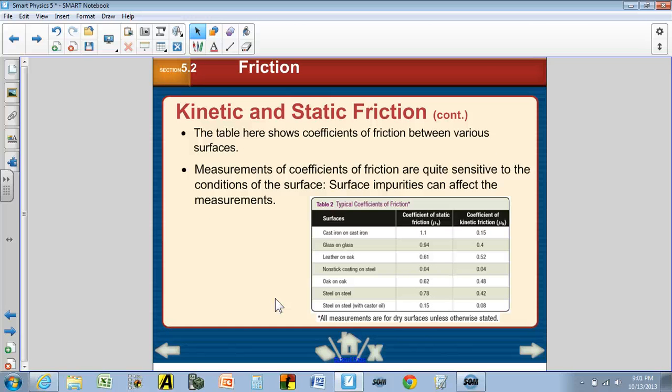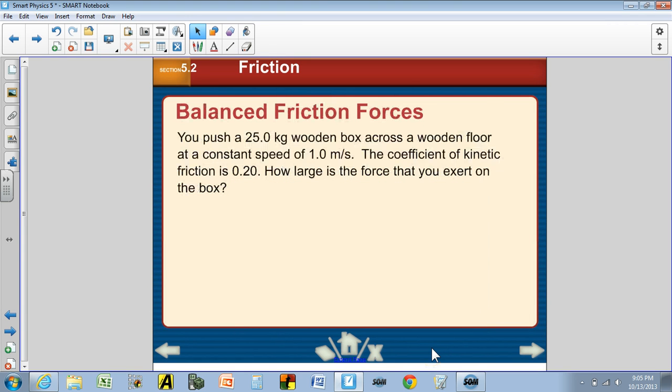So here we have a table of some kinetic friction and static friction coefficients. You'll notice that the static friction is always greater than the kinetic friction. It's harder to get something moving than to keep it moving. Doesn't matter whether you have glass on glass, steel on steel. Okay, so anyways, the rougher the surface, the higher both of the frictions are. And again, the static friction is always higher than the kinetic friction.